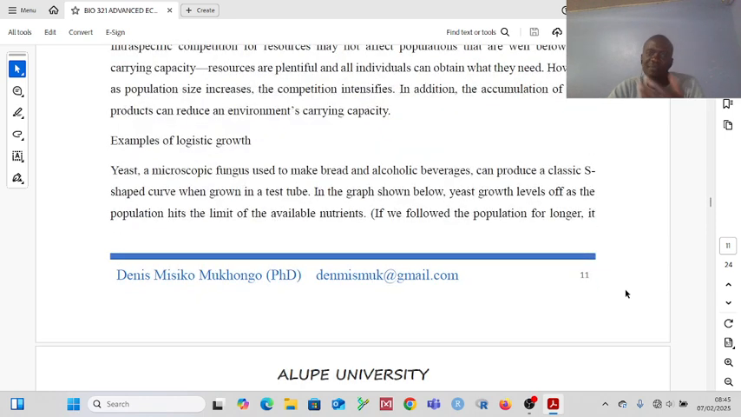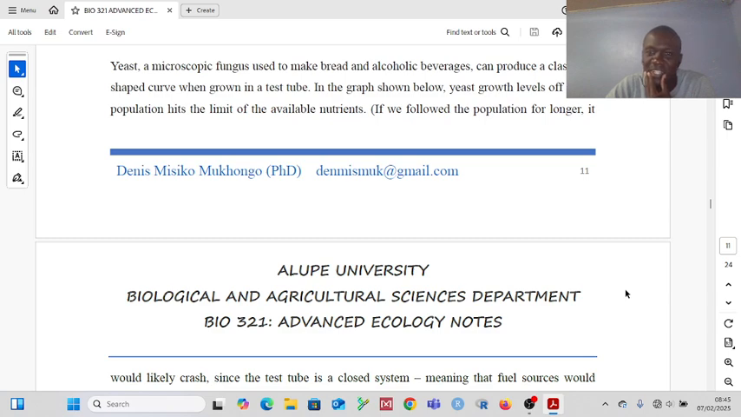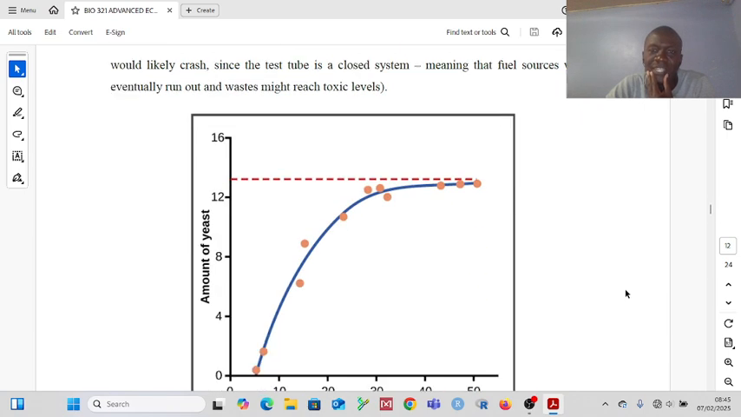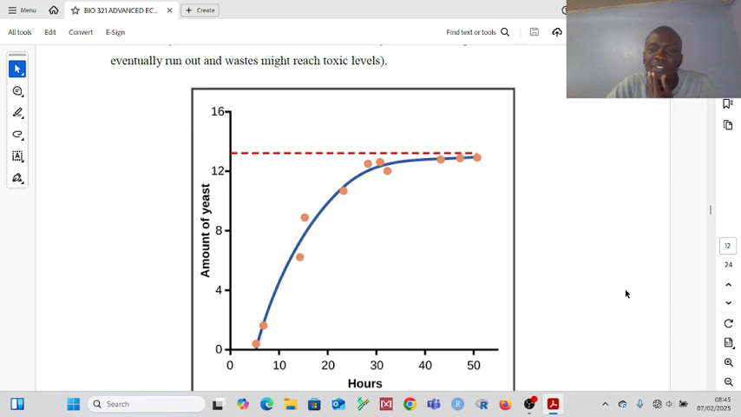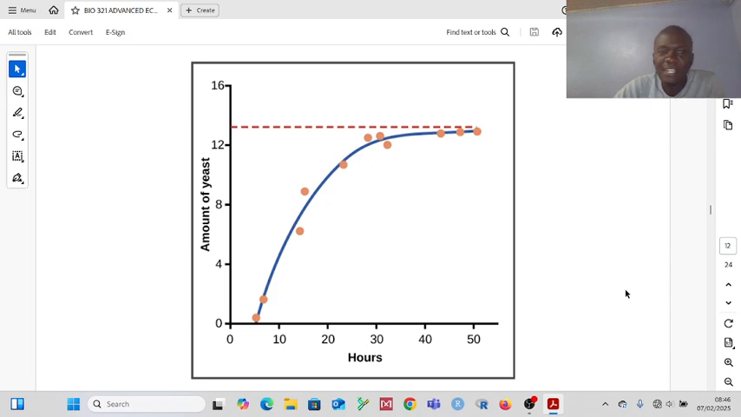So you have an example of a logistic growth. That is from page 11. So when you look at the figure on page 12, the graph shows the amount of yeast and how it is increasing with time. By the time you get close to 30 hours, it begins to level off. Okay, so the rate of increase begins to get smaller and smaller.